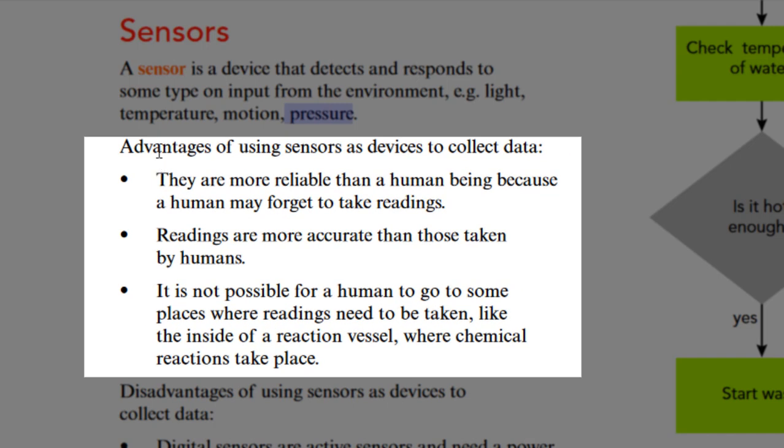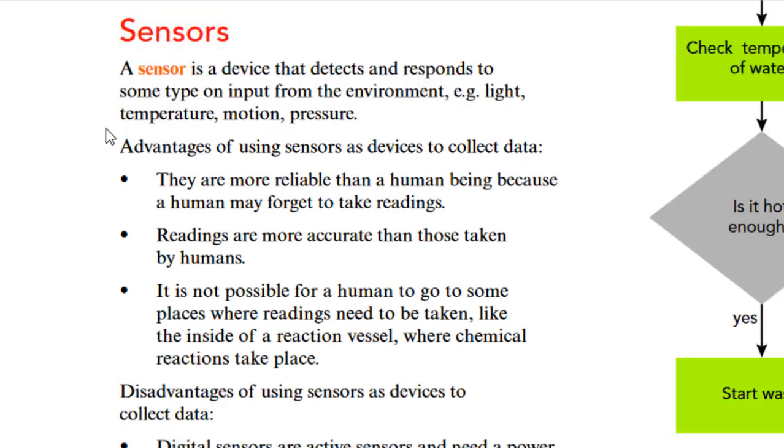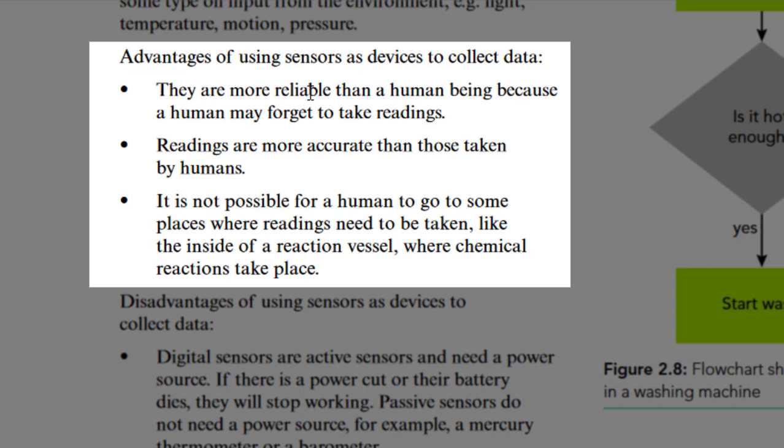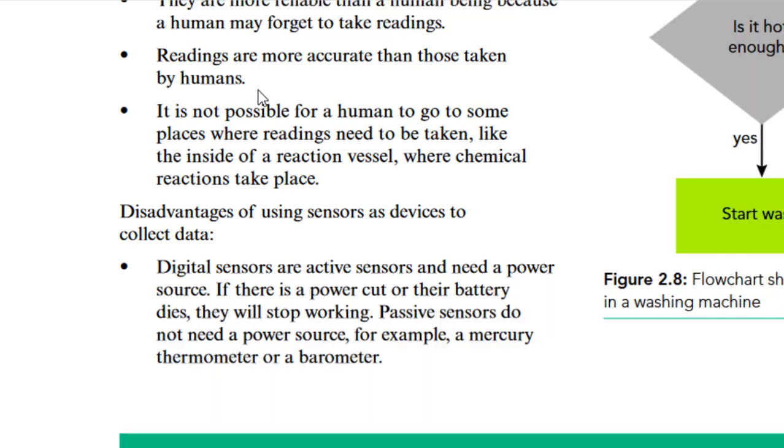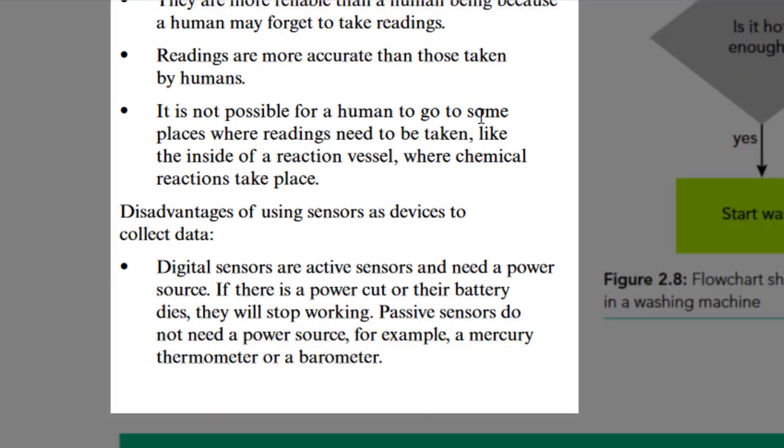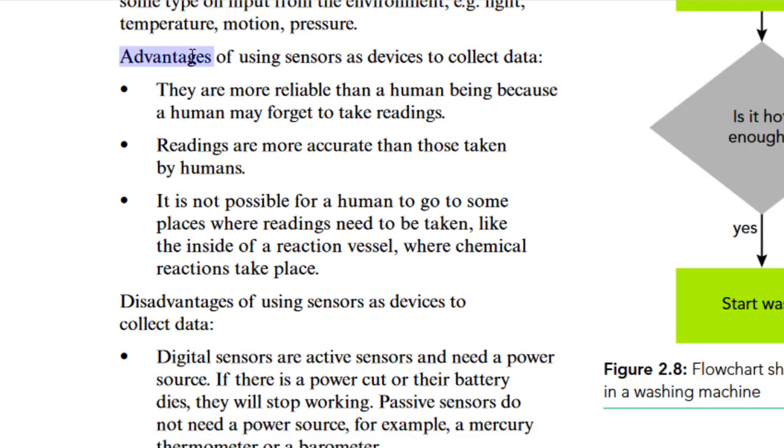Alright, now advantages of using sensors as devices to collect data. Now we're studying sensors as an input device, remember that. They are more reliable than a human being because a human may forget to take readings. Maybe a human would forget to open the door for you, but an infrared sensor will not, right? Readings are more accurate than those taken by humans. If it's there, it's there. The computer would know. It is not possible for a human to go to some places where readings need to be taken, like the inside of a reaction vessel where chemical reactions can take place. Dangerous places, right? So those are the advantages of having sensors.